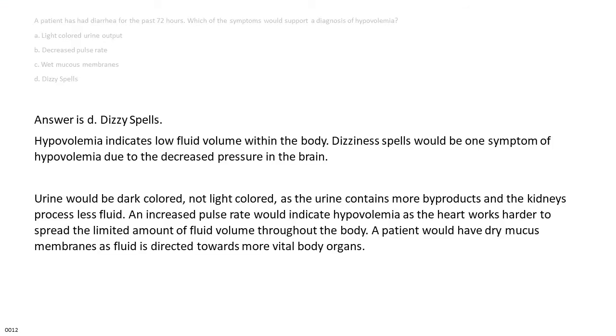Answer is D. Dizzy spells. Hypovolemia indicates low fluid volume within the body. Dizziness spells would be one symptom of hypovolemia due to the decreased pressure in the brain.